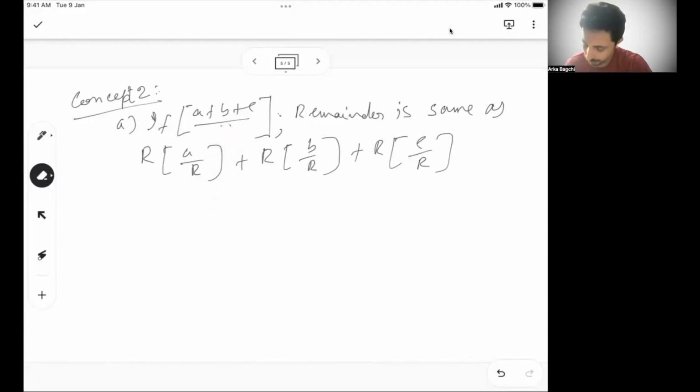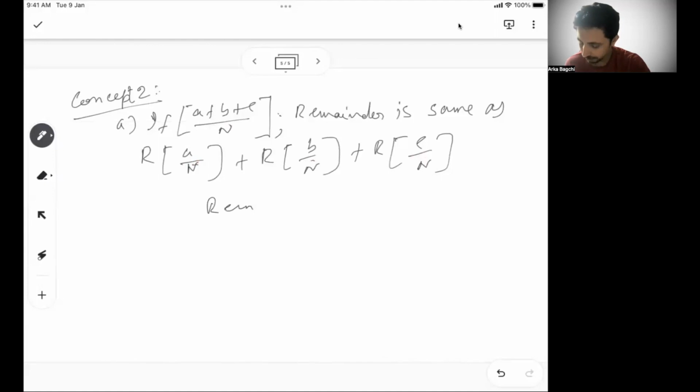For easy understanding, let's keep this as n. A, B, C by n. So then this is once A by n plus B by n plus C by n. Okay. One example.